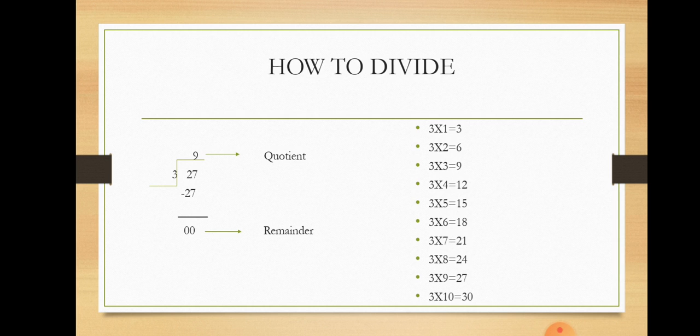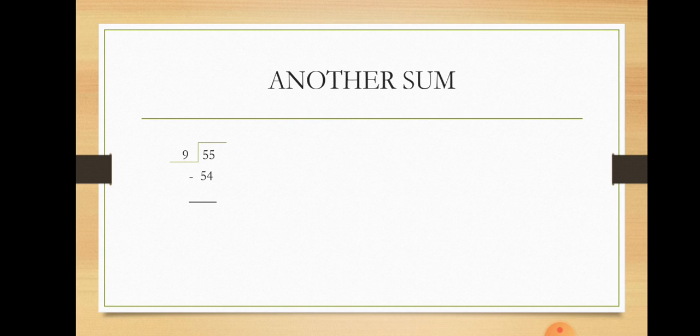So you have to take that multiplication fact and write it in the division sum. Next to 3, you write 9 on top and then 27. So 3 nines are 27, and then you subtract both the numbers. From 27, if you subtract 27, our answer is 0. The 9 that comes is called the quotient. 9 is the quotient and the remainder is 0. Now we will do another sum so that you can better understand.